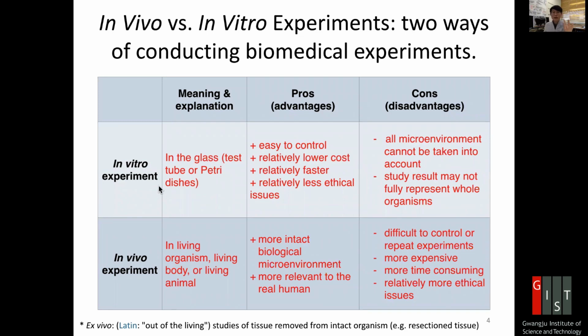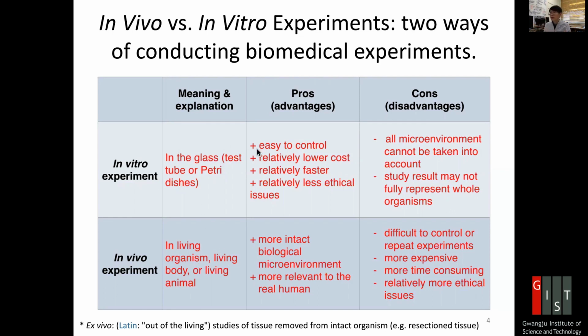So those are the typical two approaches: in vitro experiment and in vivo experiment. In vitro means inside the glass, such as test tubes or Petri dishes, while in vivo is Latin, meaning inside a living body, a living organism or living animal. And they have both pros and cons, or advantages and disadvantages.